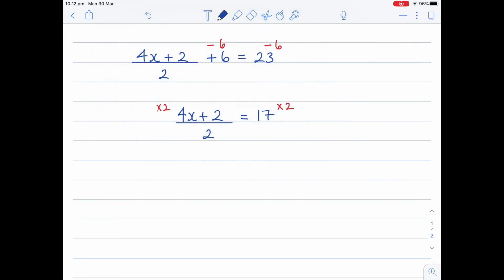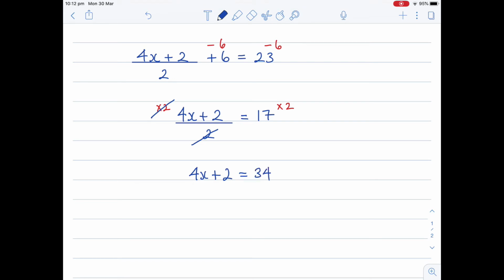Now, by multiplying by 2 on both sides, well, on the left-hand side, the 2's will cancel. So this times by 2 will cancel with this divide by 2. And that will leave me with 4x plus 2. And that will be equal to 17 multiplied by 2, which is 34.